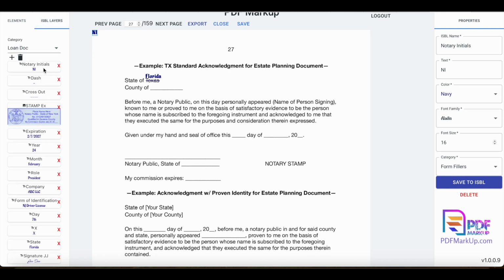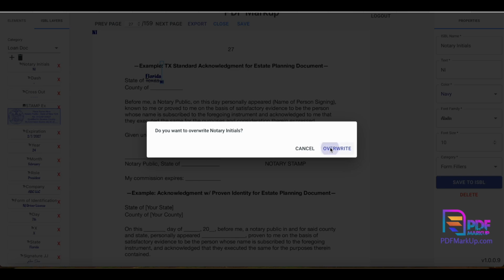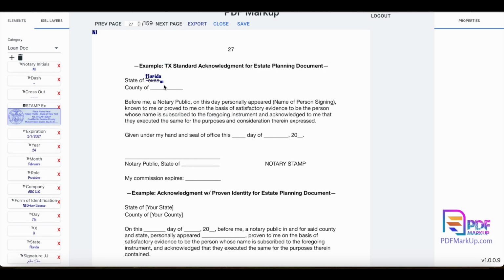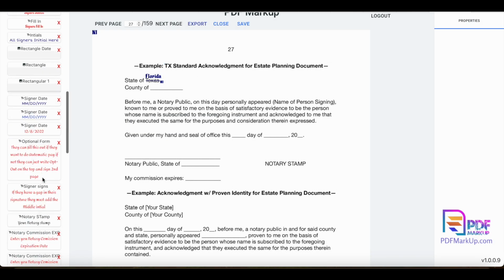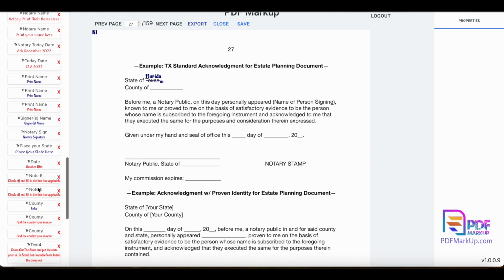So then you would go ahead and initial here. Nice and small. You don't want it to look obnoxious. I'm going to make that a little bit smaller here. Okay. Go ahead and initial that. And then you would go ahead and put your county, or whatever your county would be. For this example, we're going to use Lake.